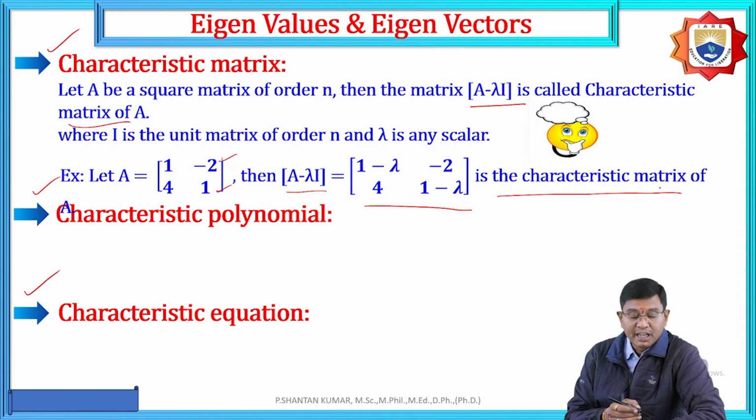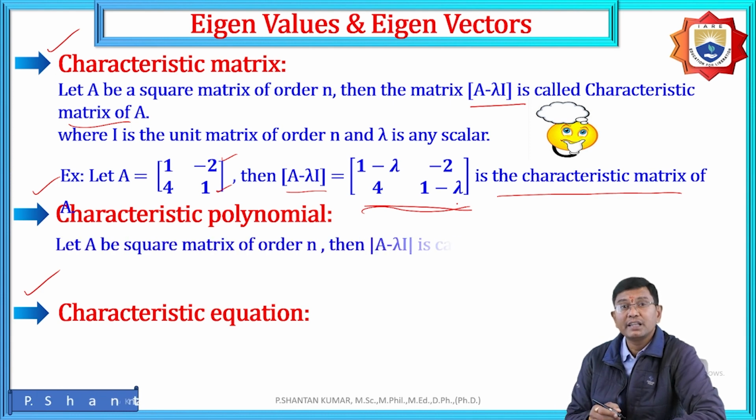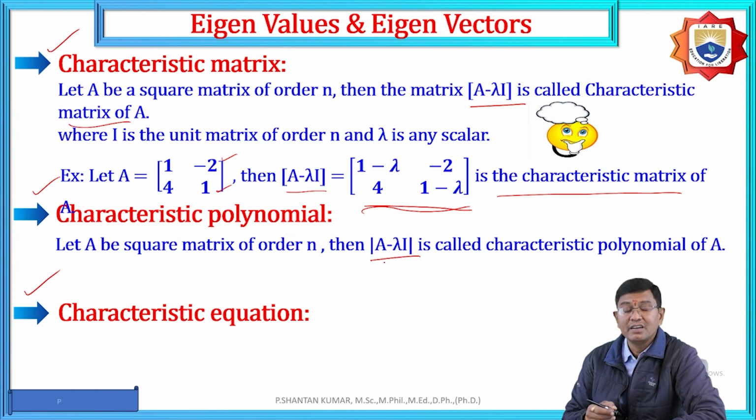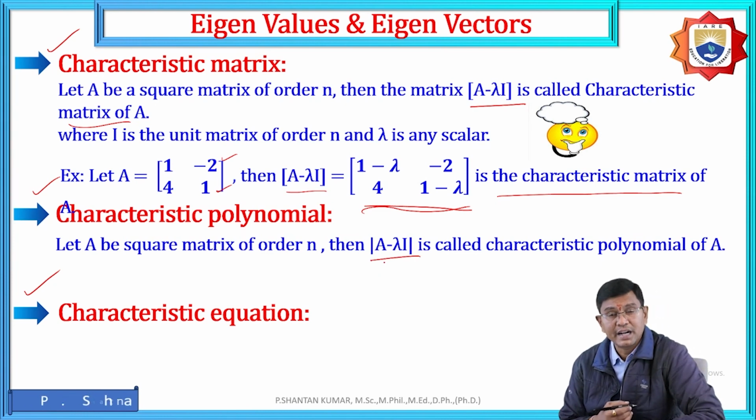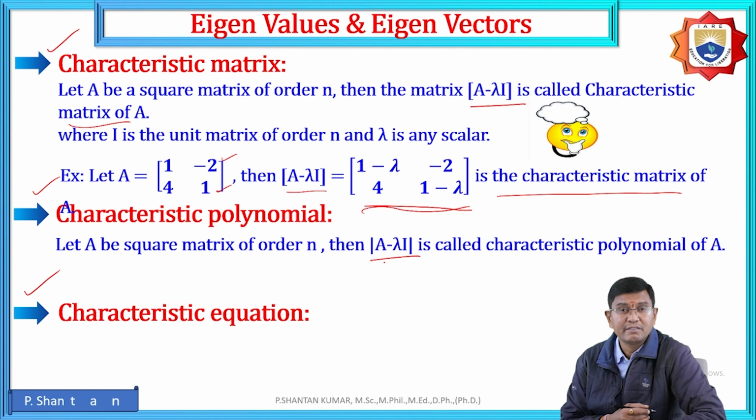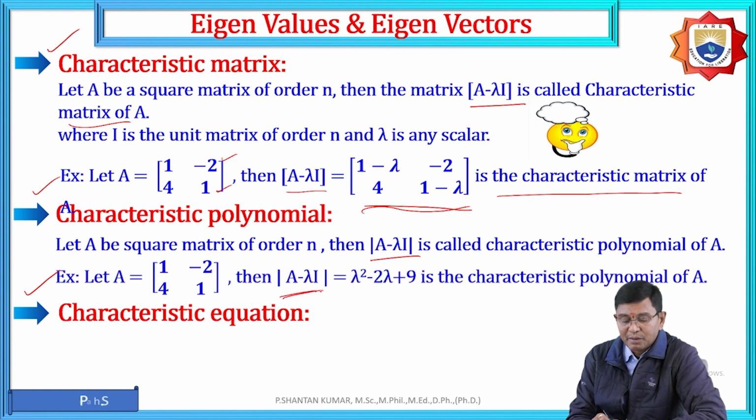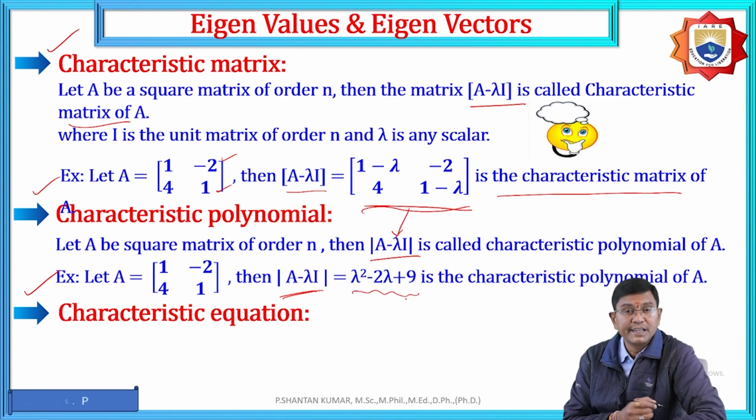Next, the characteristic polynomial. Whatever matrix is obtained above, the characteristic matrix, if we find its determinant, that is det of A minus lambda I, it is called the characteristic polynomial of the given matrix A. That is, delta of A minus lambda I is whatever you calculate, and you obtain the equation.